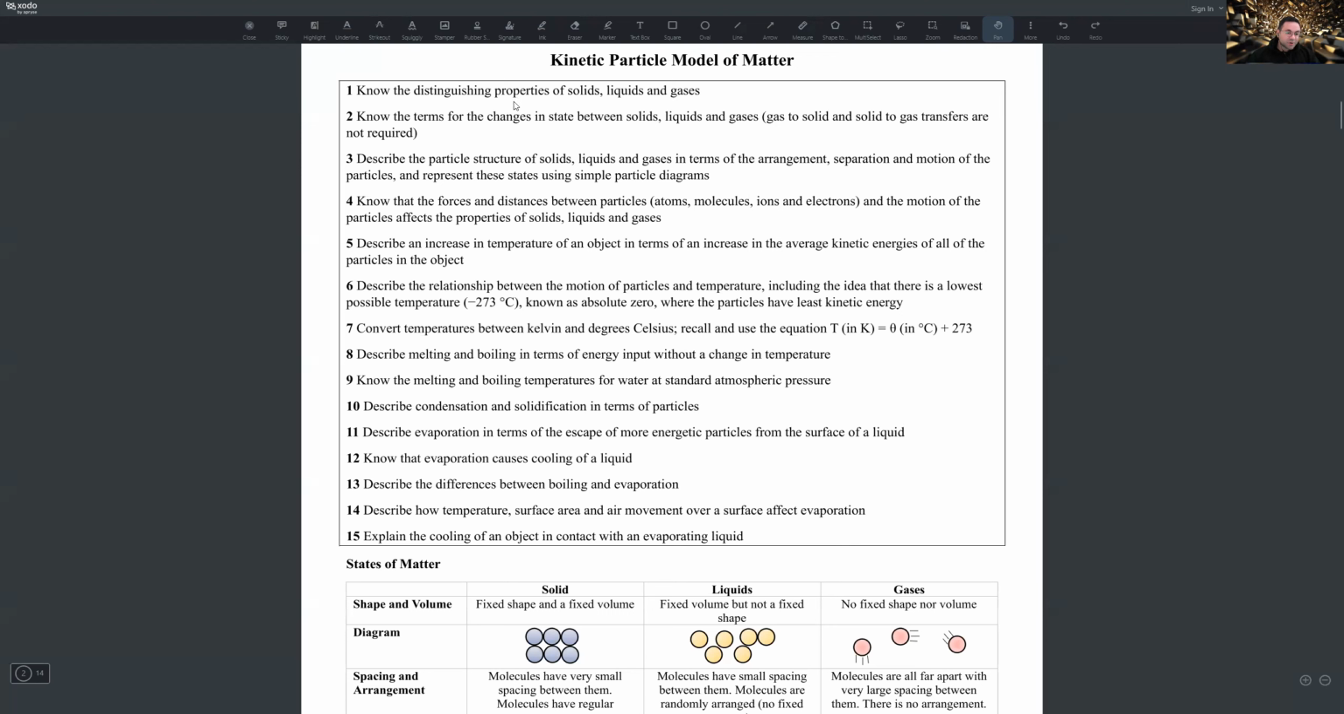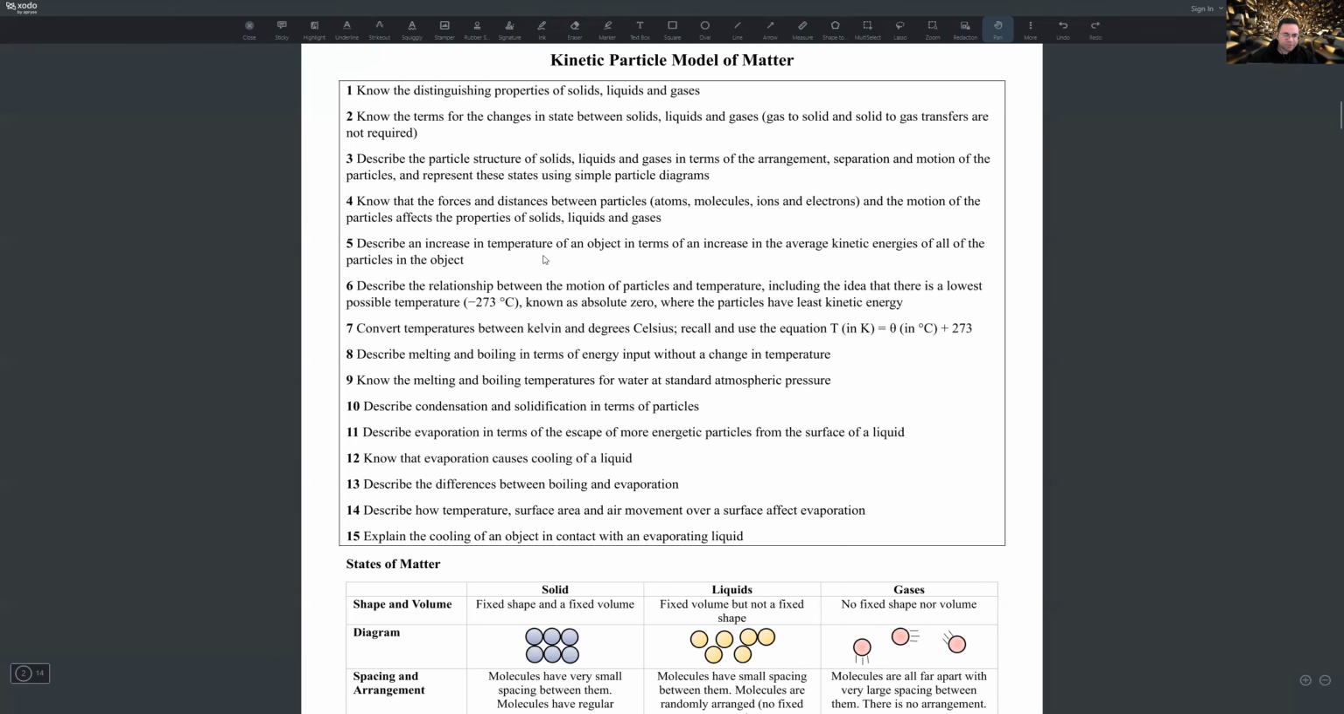Know the distinguishing properties of solids, liquids, gases. Know the terms for the changes in state between solids, liquids, and gases. Gas to solid and solid to gas transfers are not required. He's talking about melting, boiling, condensation, and freezing, but not sublimation and not deposition. So it's not chemistry. You know? Describe the particle structure of solids, liquids, and gases in terms of the arrangement, separation, and motion of the particles, and represent these states using simple particle diagrams. This is easy.